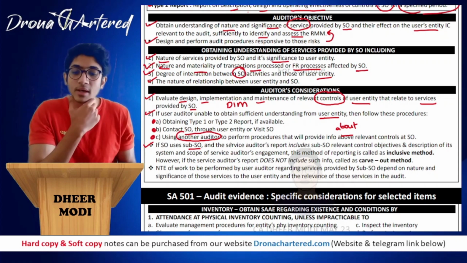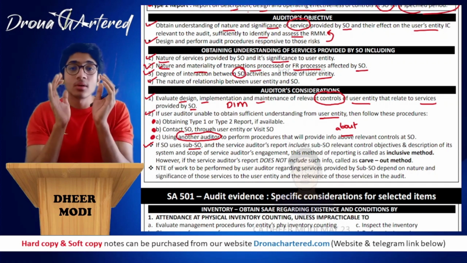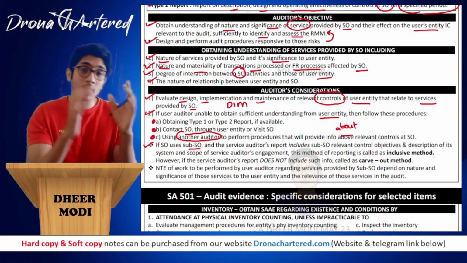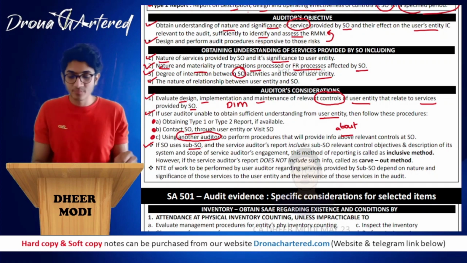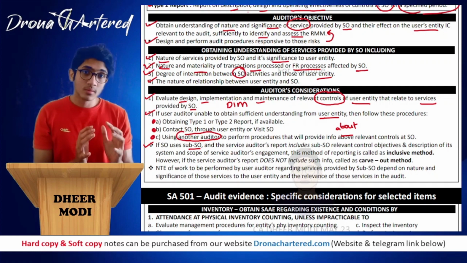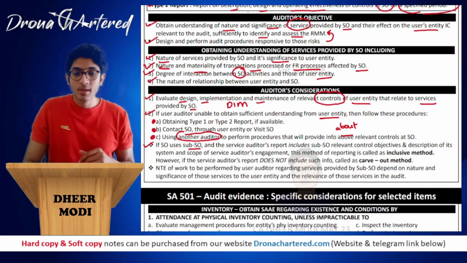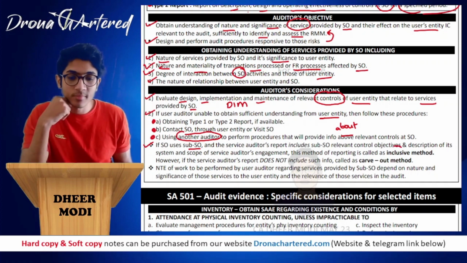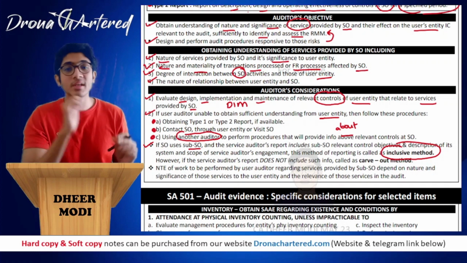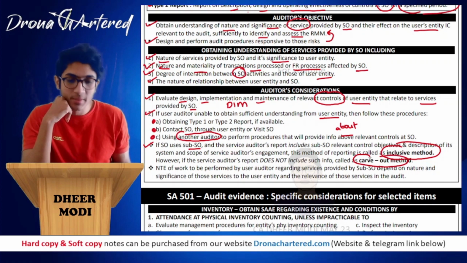Okay, so in such a case, if the SO uses a sub-service organization, and if the service auditor's report includes details and controls about the sub-service organization, okay, hear me clearly. If the service organization's audit report includes details about the relevant controls of the sub-SO also, the third party, then such a report is called your inclusive method. However, if the report does not have any information about the sub-service organization, it will be called a carve-out method.